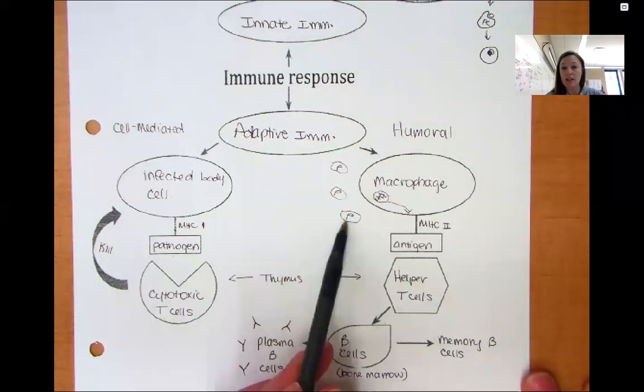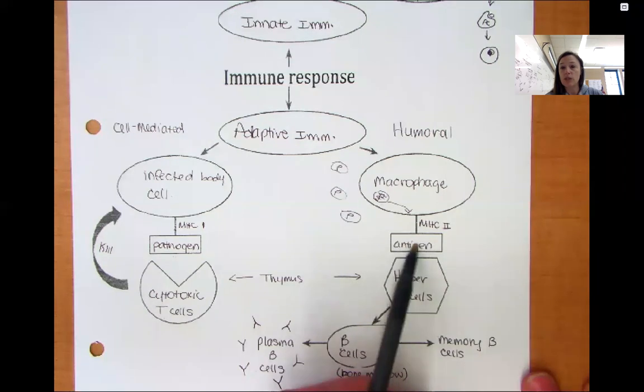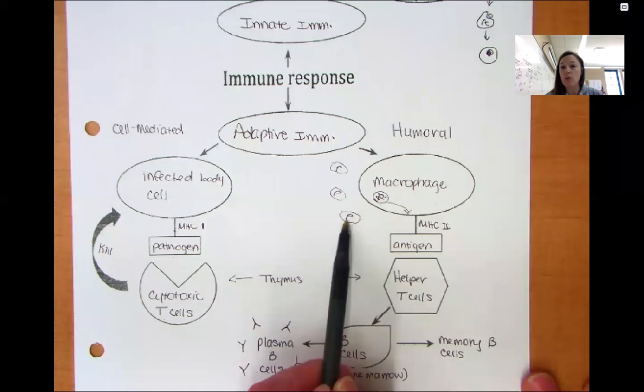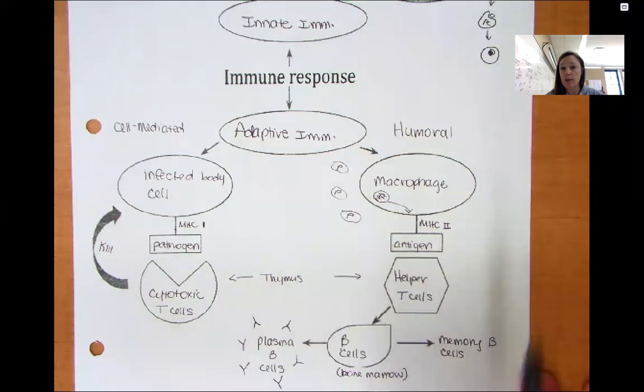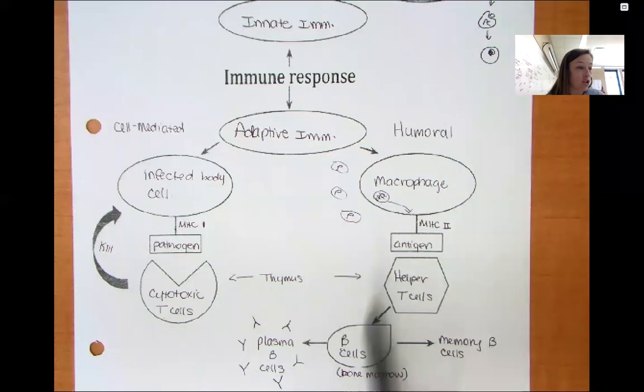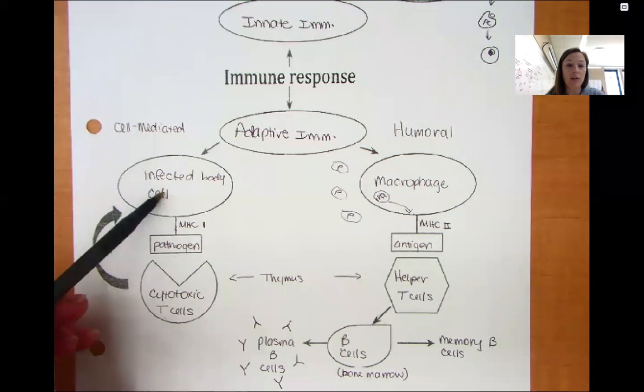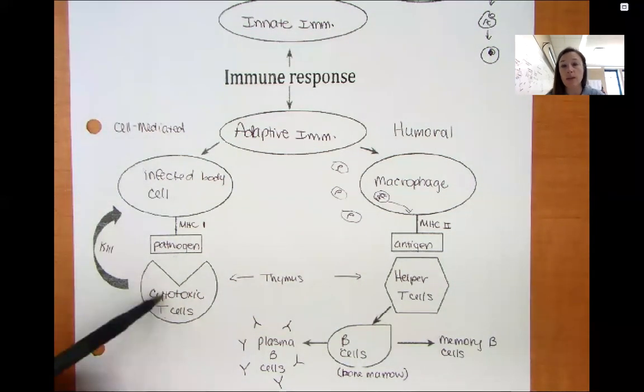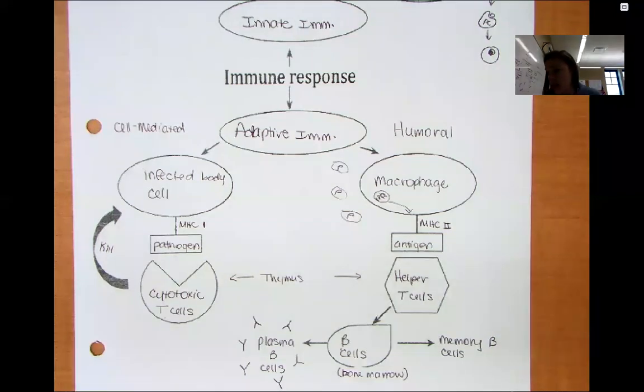They're going to bind to these because they were built in response to this. So this piece of this pathogen is a certain shape, and the antibodies are going to be built to match that shape. So they will bind to that same shape on each of these pathogens. So that's what happens if you have a pathogen. If it's an infected body cell, then of course your cytotoxic T cells are going to come in and take care of that.